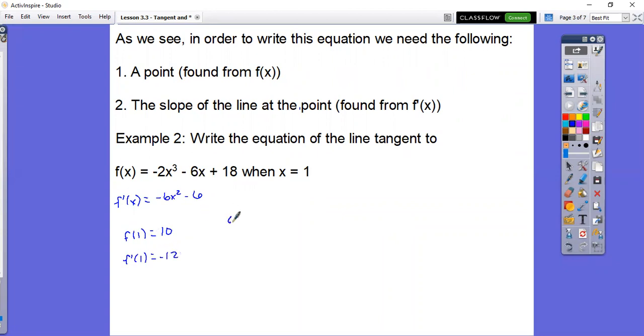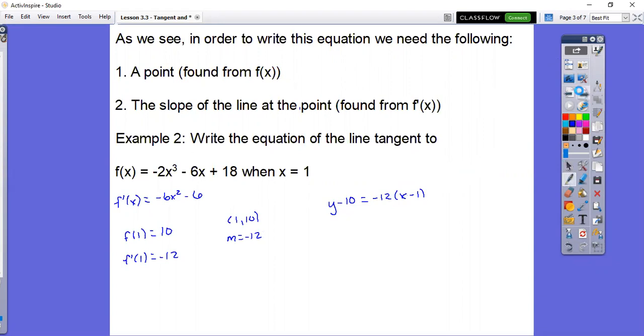So now I have the point. My point is (1, 10). I found that from f of x by plugging 1 into the function. And then I have that my slope is equal to negative 12. I can use those two things in conjunction with each other to write my equation in point-slope form. So I have y minus 10 equals negative 12 times x minus 1. And that's my equation.